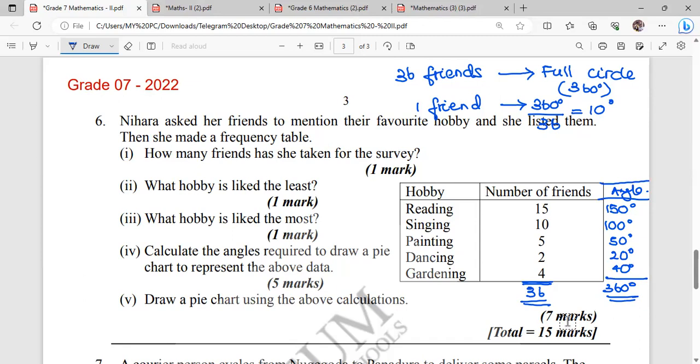How many friends has she taken for the survey? She has taken 36 friends. What hobby is the least? Dancing. What hobby is the most? Reading. Calculate the angle required to draw a pie chart, and draw the pie chart using the above information. So what I do, like earlier, is quickly copy down the information: reading I have 150. Singing I have 100. Painting I have 50. Dancing, that's the least popular one, 20. And gardening, it is 40. Right. So then we will quickly draw the pie chart. So it's like this.